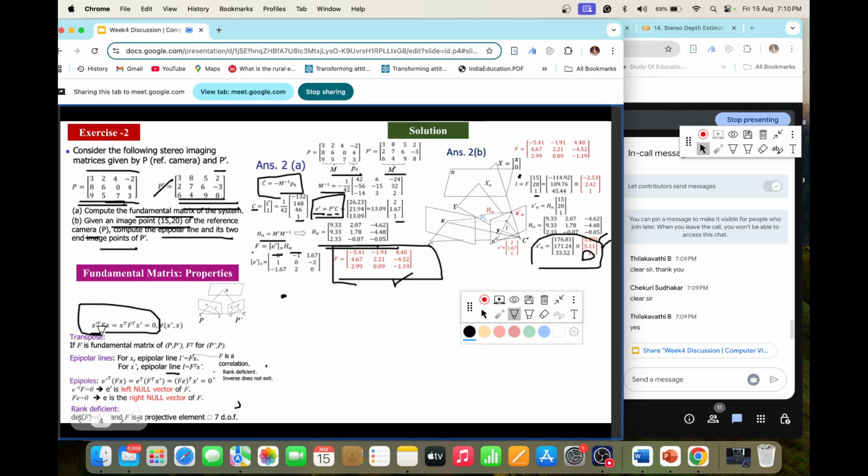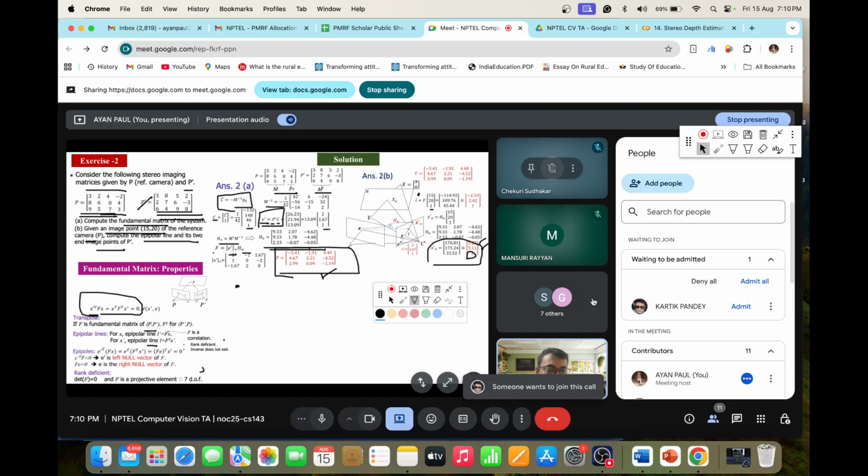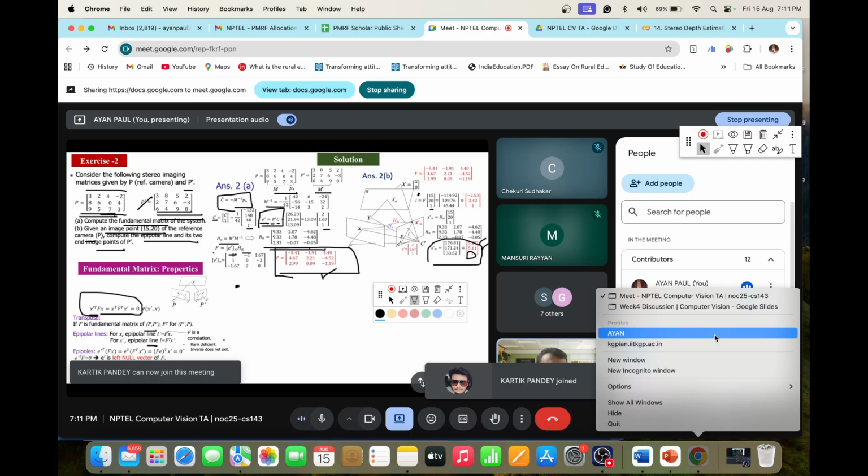Second, we have this property. If F is the fundamental matrix of P dash, then F transpose is the fundamental matrix for P dash P. Okay, so this is the second property.